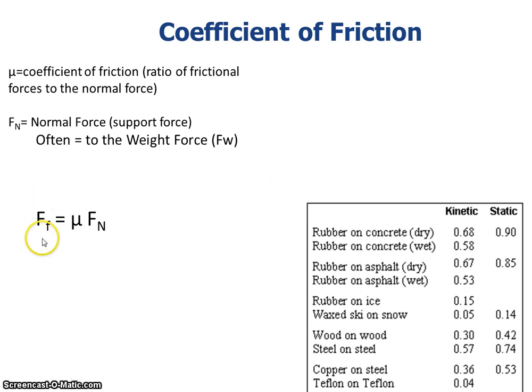We also have the formula of the frictional force is equal to the coefficient of friction times the normal force. The normal force in most of our scenarios is going to be equal to the weight force of the object. The normal force is the support force. So if a book is sitting on a table, the book pushes against the table, and the table provides the normal force against the book in an upward direction. Usually the weight force and the normal force are opposing forces.